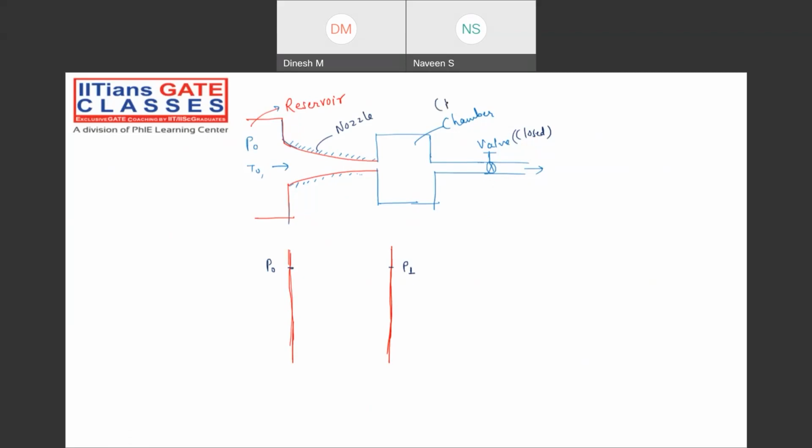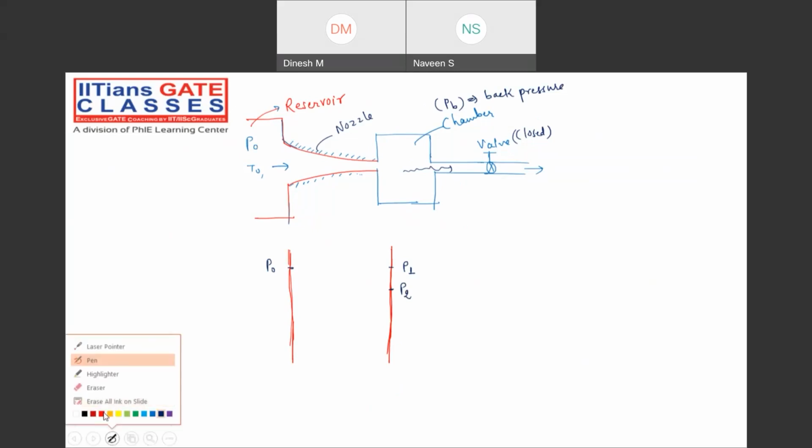Here I am calling PB the back pressure. The pressure which we maintain at the back of the nozzle is called back pressure. As we slightly open the valve, the flow will happen through this and the pressure in the chamber will start reducing. Suppose the pressure over here is P2.